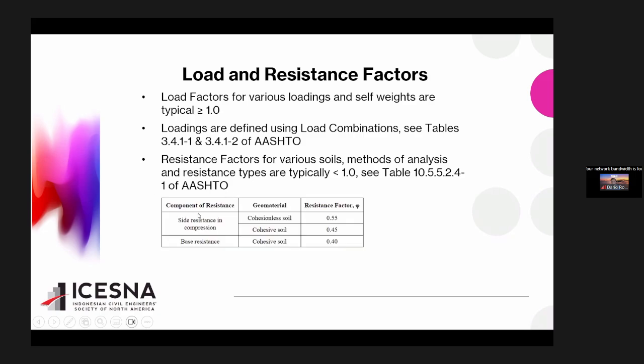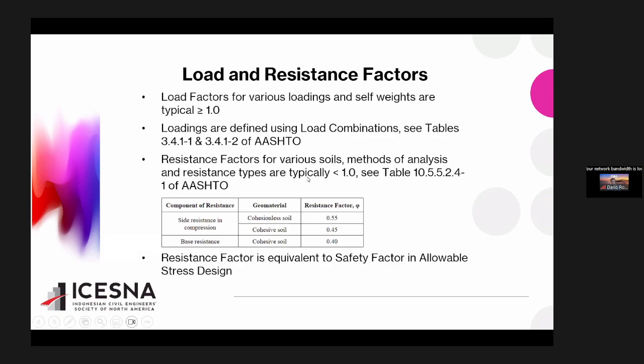And different resistance: this is for side resistance in compression, and this is for base resistance or tip resistance, and also depending on the soil type. If you have a cohesive soil or sandy soil, the resistance factor is 0.55, and if your soil is cohesive soil it is 0.45, and for base resistance, 0.4. So different soil, different resistance have a different resistance factor. You need to go to this table to get a complete list of the resistance factors.